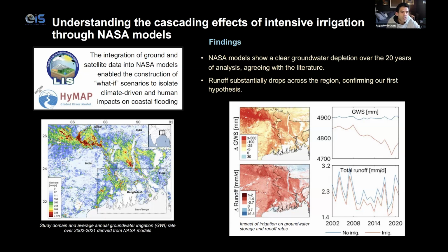As a result of these simulations, on the right side, we are able to reproduce the groundwater depletion driven by intensive pumping. That depletion is observed through both in situ measurements and satellite data. I'm not showing that here. You have to trust me for now. And finally, we also detected a substantial drop in runoff across the region in the bottom right, confirming our first hypothesis that intensive groundwater pumping results in runoff drop. So next slide, please.